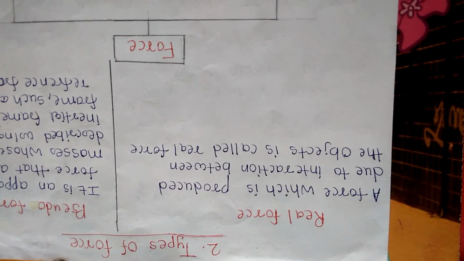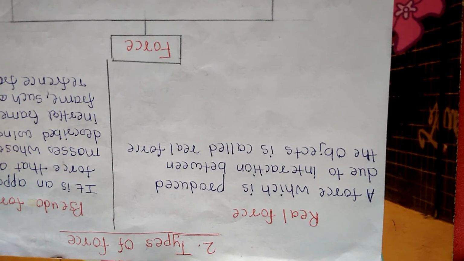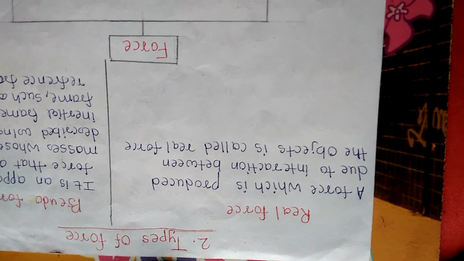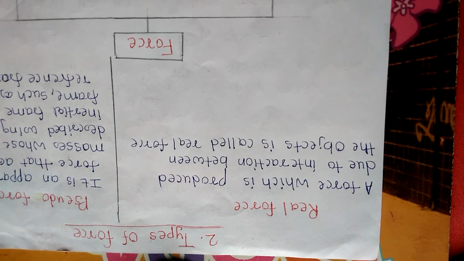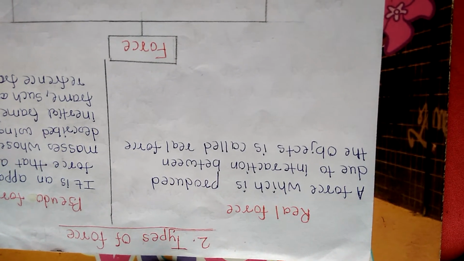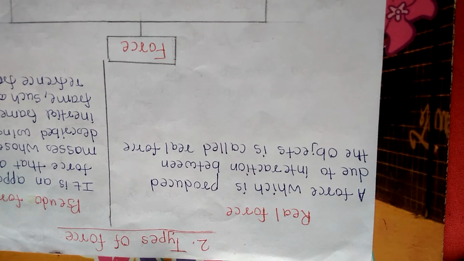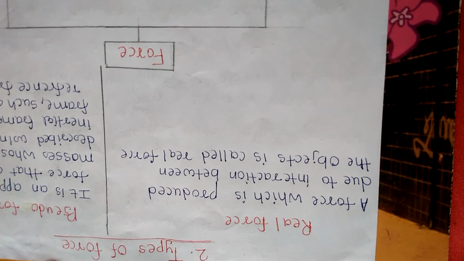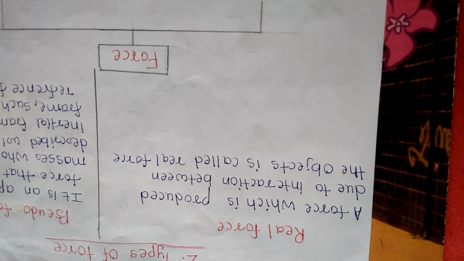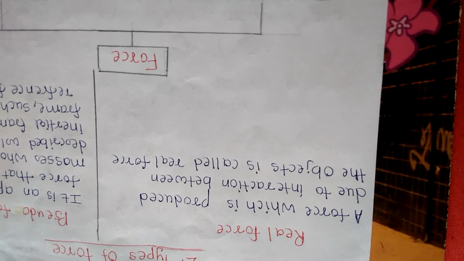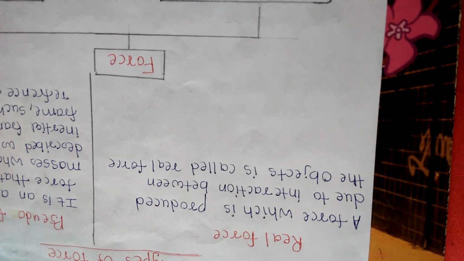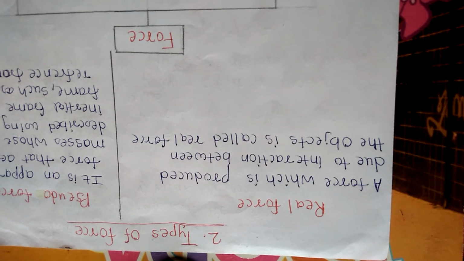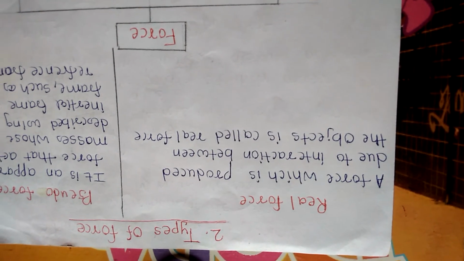A force which is produced due to interaction between objects is called real force. It has a specific source and origin external to the body experiencing that force. It can be explained on the basis of fundamental interactions like gravitational, nuclear, or electromagnetic forces. An example is the earth revolving around the sun in a circular path due to the gravitational force of attraction between the sun and the earth. Another example is the binding of protons and neutrons in the nucleus of an atom, which is due to the nuclear force.